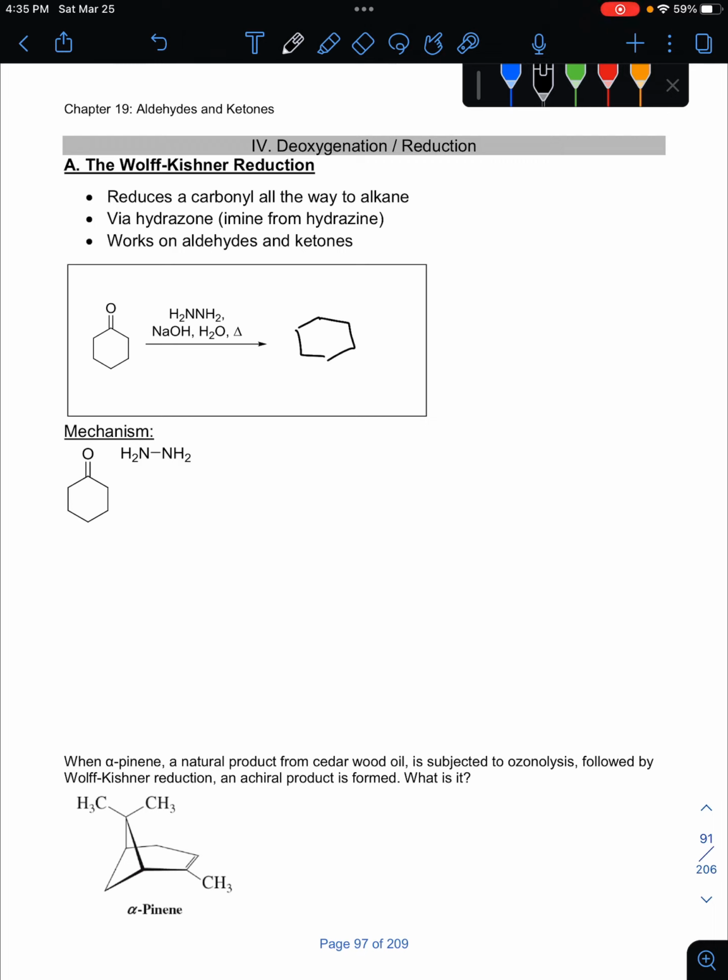This goes through a functional group called a hydrazone, which is an imine from hydrazine. I can't remember if we talked about the molecule hydrazine before, but it's kind of like the conjoined twin of ammonia. It looks like this. It's a very nucleophilic amine because the two electron-rich nitrogen atoms are connected together. So this is called hydrazine.